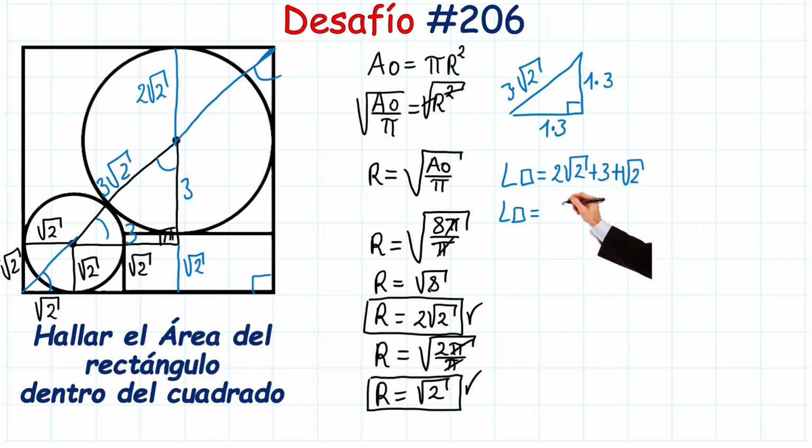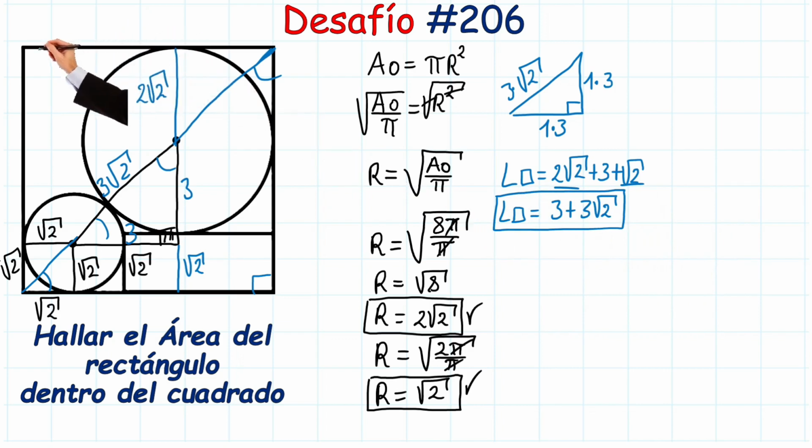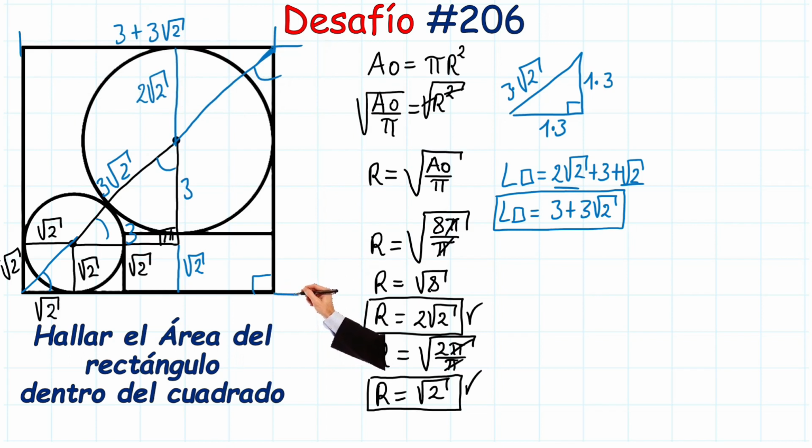But first let's place this 3. Even more so, if we add this one to this one, it gives us 3 square root of 2. Phenomenal. We found the side of the square. So this side here, from here to here, measures 3 plus 3 square root of 2. From here to here also measures 3 plus 3 square root of 2.